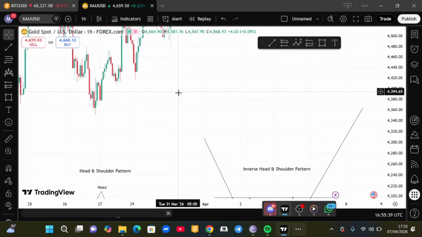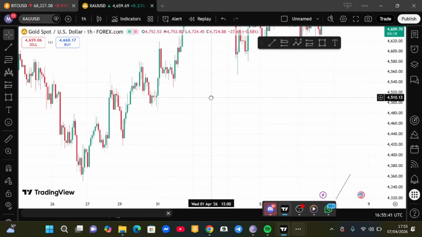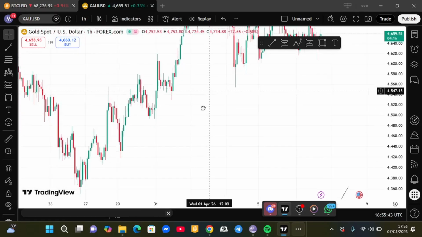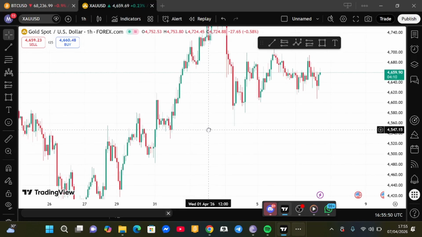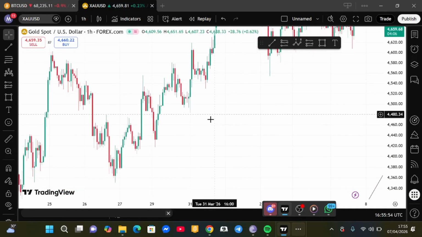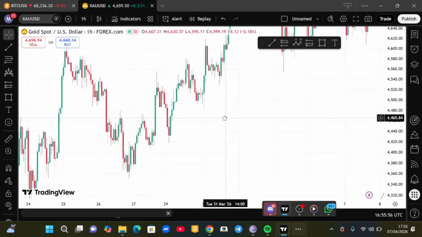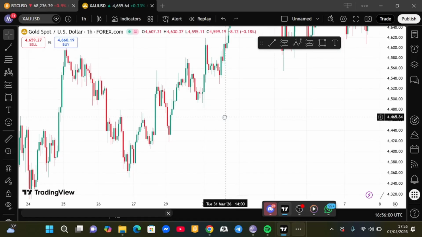So you can see this pattern on any of the time frames. On the 1 hour time frame, you can see it on the 5 minutes time frame, the 1 minute time frame, the 15 minutes time frame. You can also see it on the 30 minutes time frame, the 4 hours time frame. Irrespective of the time frame, it can produce the same result.